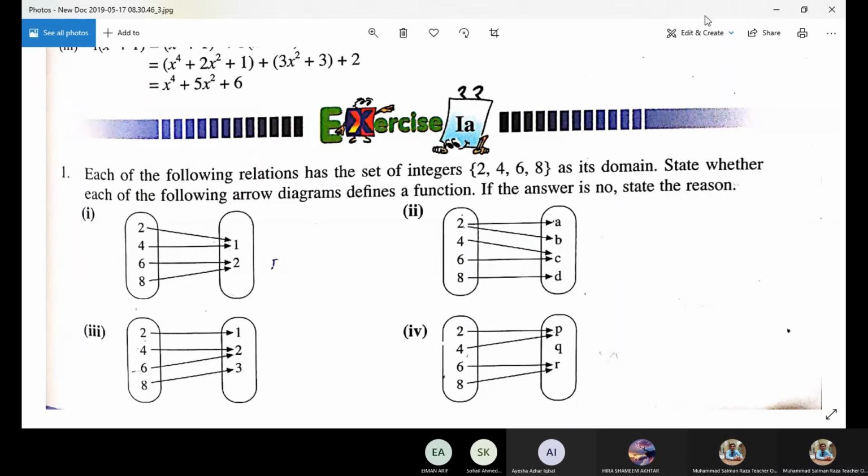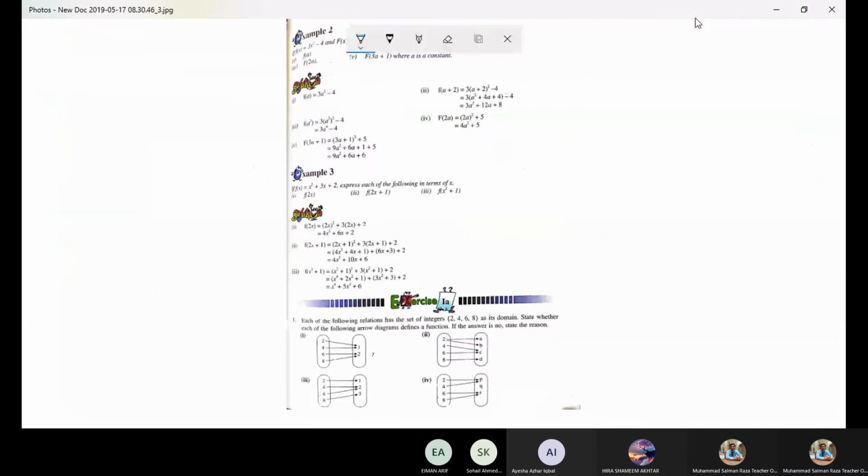So now we have already completed this first question. Each of the following situations has a set of integers in it. We already concluded that this one was a function, whereas part B is not a function, just because a single domain cannot support two of the ranges. So not a function over here. The third part is a function and the fourth part is a function as well, though we can see that one of the ranges is empty, but it's still a function.